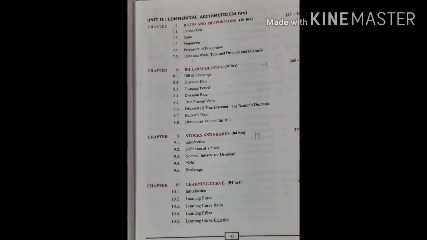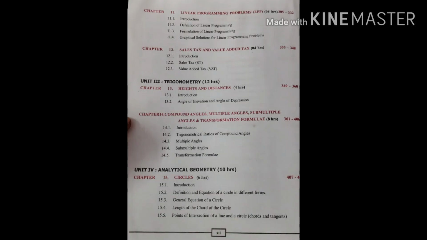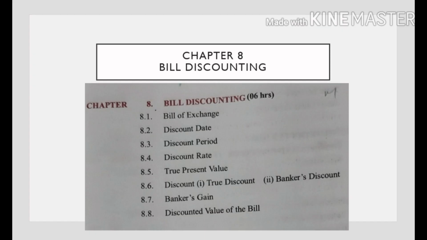Now going to commercial arithmetic, I will be dealing from the 8th chapter, that is bill discounting, stock and shares, learning curve, linear programming problems, and sales tax and value added tax. Now going to the 8th chapter, bill discounting.